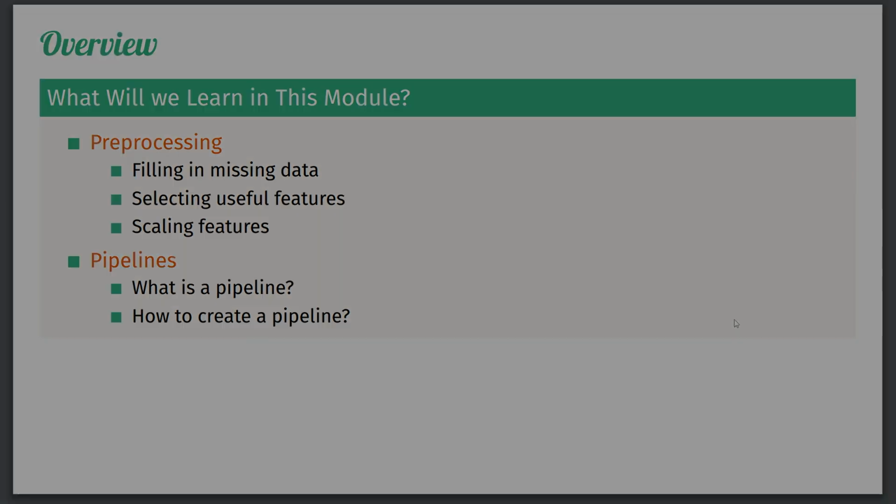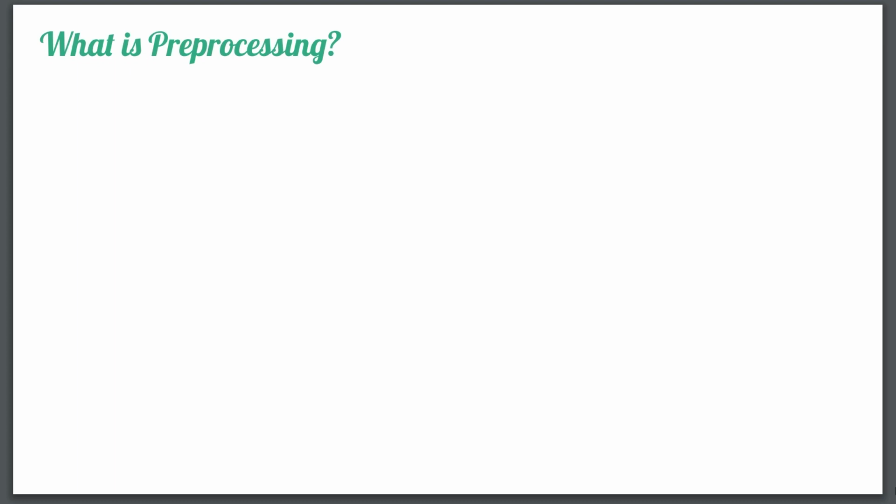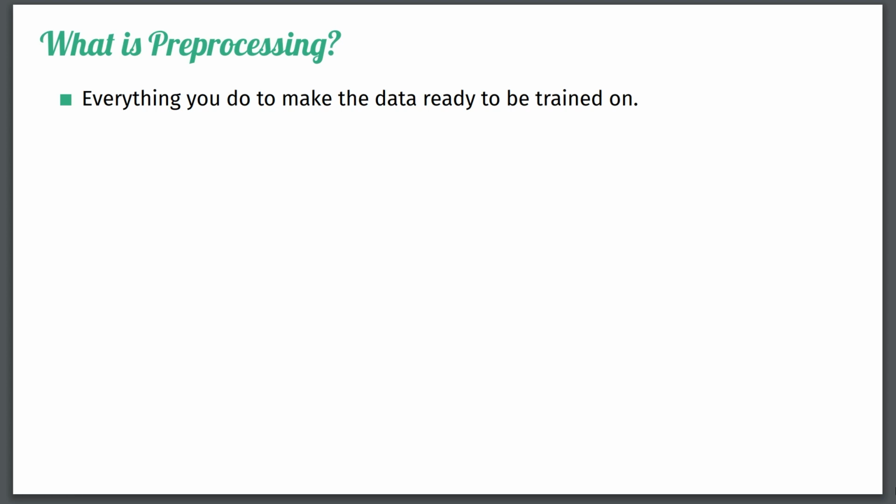So let's get started. Let us get started with discussing a bit more about preprocessing. As we have shown earlier, there are several steps in actually doing machine learning. First of all, we need to collect the data. Thereafter, we have some exploring to do. Then we have the third step that usually includes a lot of cleaning and preprocessing. And this is the step we are going to discuss a bit more in this video. So preprocessing is everything we do to make the data ready to be trained on.